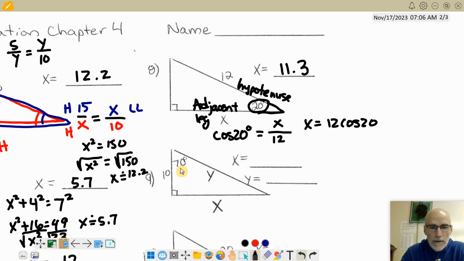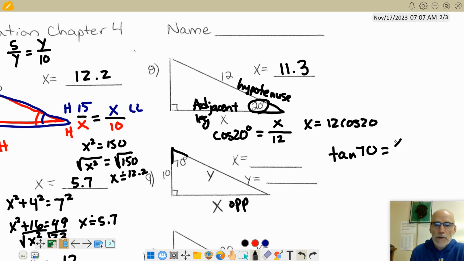On this one here, I've got to find the x and the y. I would start with the tangent of 70. So the tangent of 70, because this is the opposite leg from the 70 degree angle. Remember, what makes the angle is the adjacent leg and the hypotenuse. So what's left over is the opposite leg, the one that's across from the 70 degree angle. So I've got tangent 70 is equal to x over 10, multiply both sides by 10, and I end up with 10 times the tangent of 70.